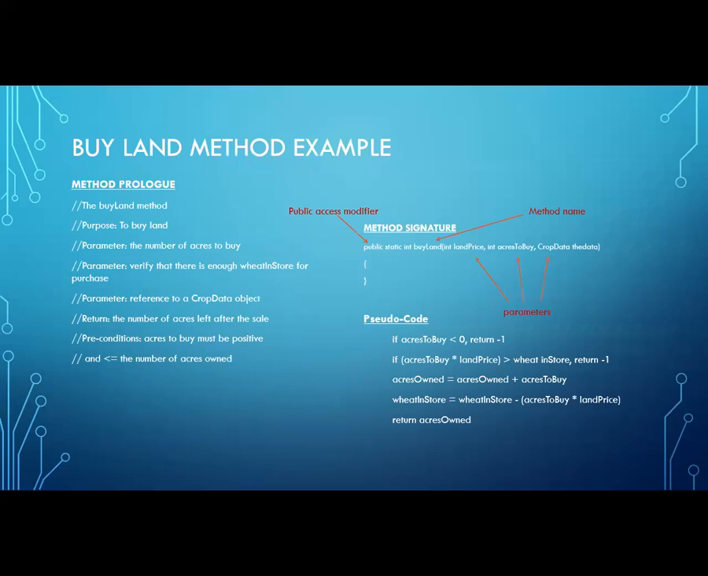The number of acres to be bought must be positive and less than or equal to the number of acres owned. We can identify the purpose, parameters, returns, and preconditions. The best way to do this is with the method prologue. It goes in front of the code for the method.